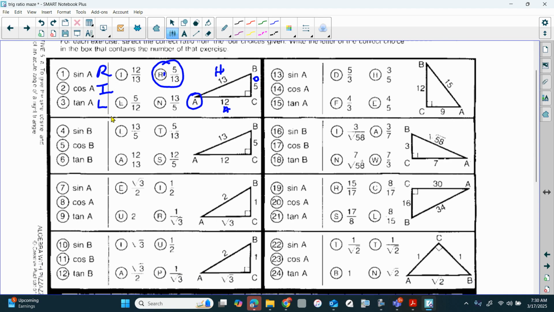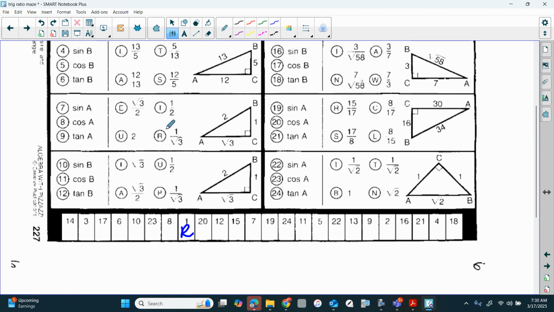The one I wanted to address is if you do have a radical, like on number 7 through 9 here. A star reference angle, opposite go across. This 1 is my opposite, root 3 is my adjacent, 2 is my hypotenuse. So sine of A is just going to be 1 over 2. So that is also an I. Okay, I think that's I.